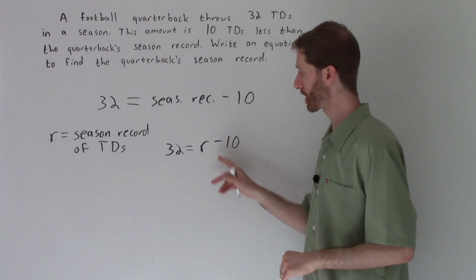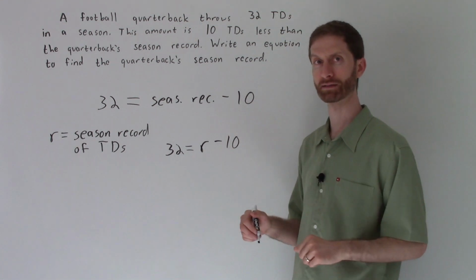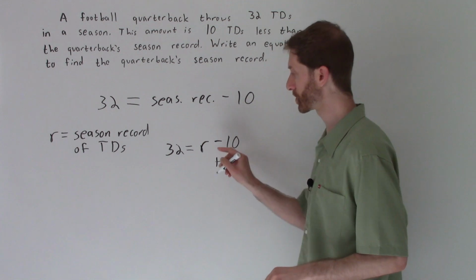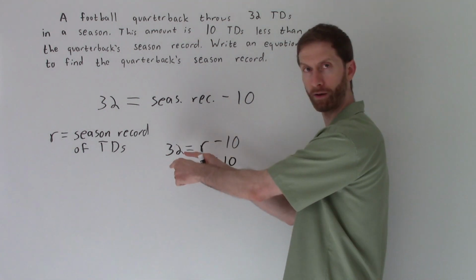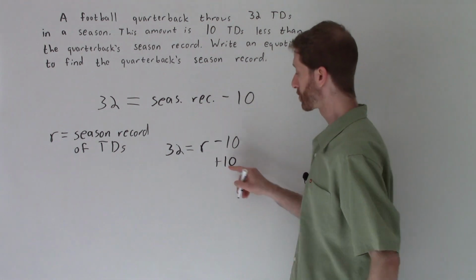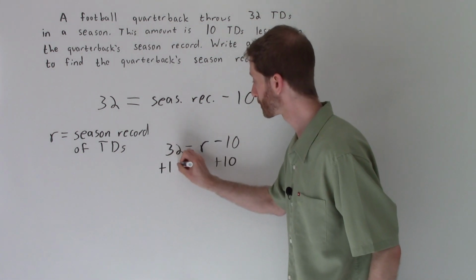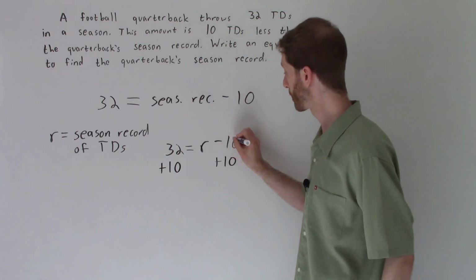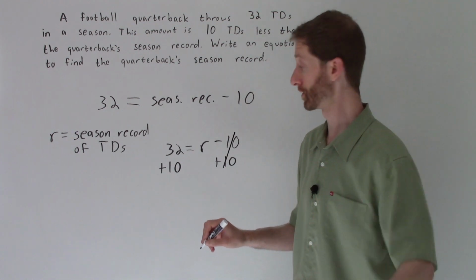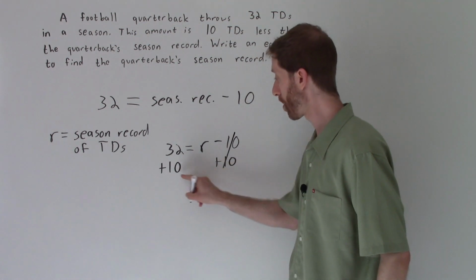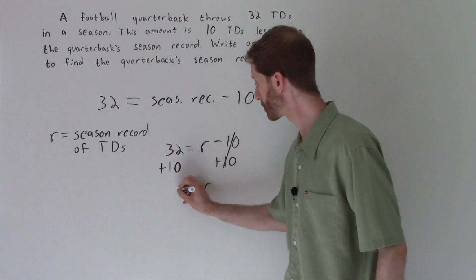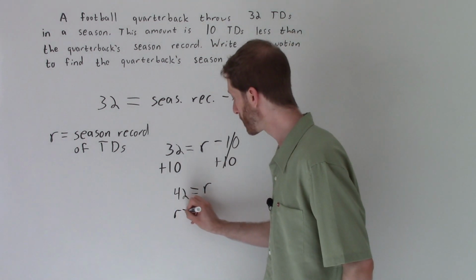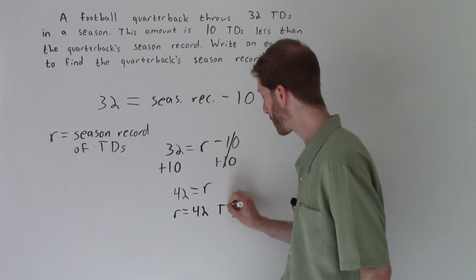So to solve out the equation, I say I want to do the opposite of minus 10, which is adding 10. I'm going to leave everything exactly as written, though you could certainly switch up the order with the R minus 10 coming over here and the 32 going over there. So I must do the same thing to both sides of the equation. And when we do that, I see that minus 10 and plus 10 cancel out. In other words, they equal 0. And I'm left with the seasonal record R is equal to 32 plus 10, which I'll do some mental math with, is 42. So your final answer is R equals 42 touchdowns.